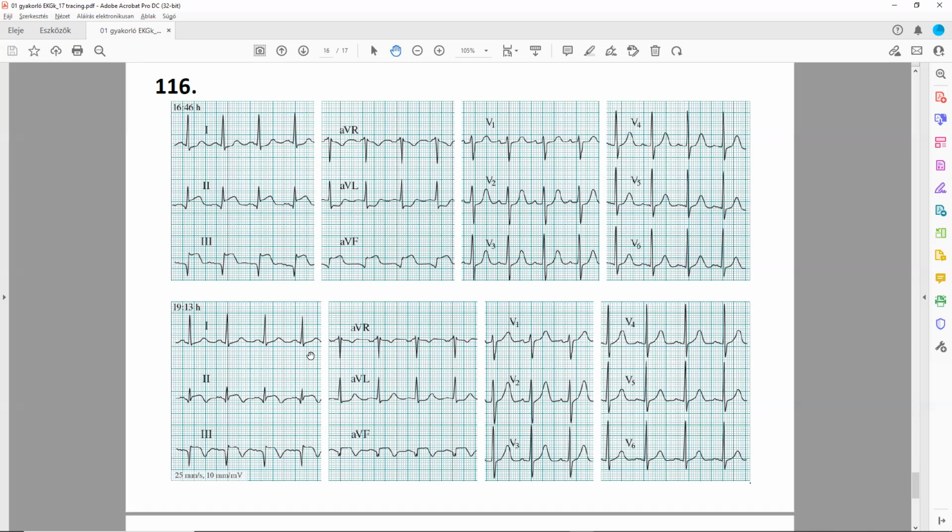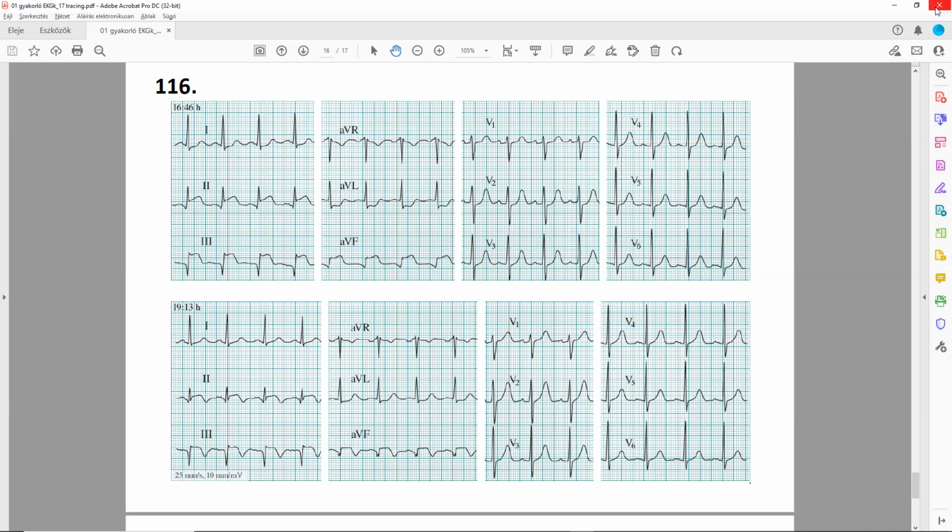Okay, axis, have you figured out the axis? This is going to be negative 30. Lead 1 is positive, AVF positive, but this is the ST elevation. Later on we will see it. And lead number 3 is about equiphasic, so it's around 30. So that's around 30. Okay, good.